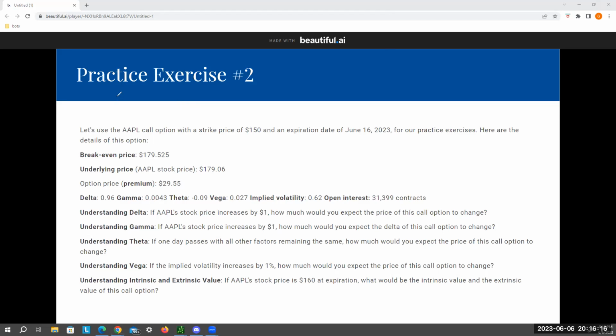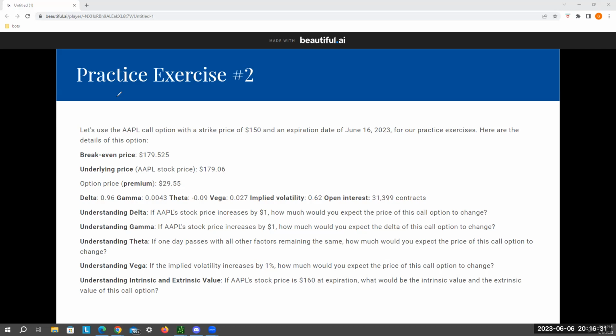Let's use Apple's call option with a strike price of 150 and expiration date of June 16th, 2023. For conversation purposes, today is June 6th, so that is a 10-day from expiration contract. Here's the details of this option.